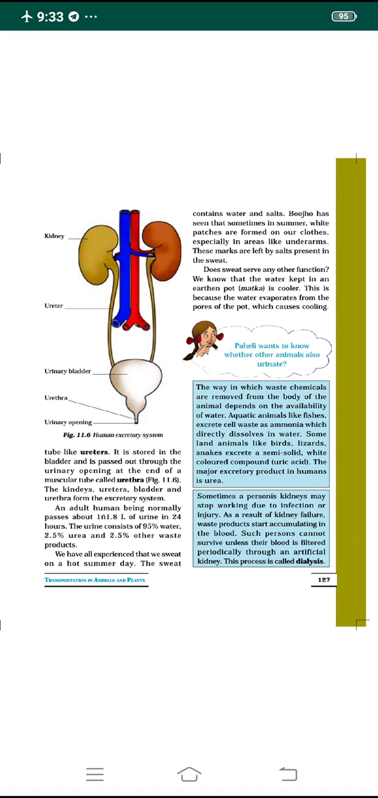Dear students, in the previous class I was discussing the excretory system, that is, excretion which takes place in the kidneys. The filtration of blood takes place in the capillaries of the kidneys. The pure blood is absorbed again by the blood, and all the waste materials dissolved in water are transported from the kidneys to the urinary bladder through the ureters, and finally removed out of the body through the urinary opening. This we have discussed in the previous class.